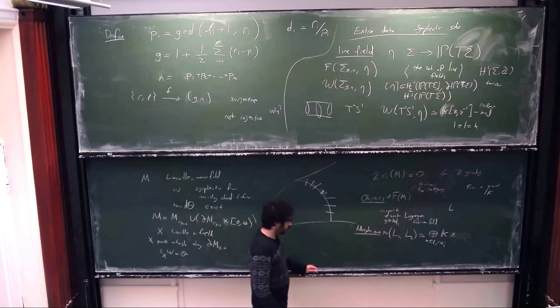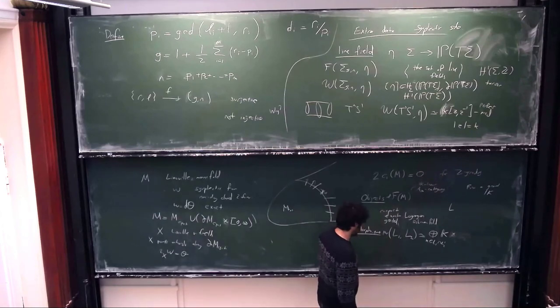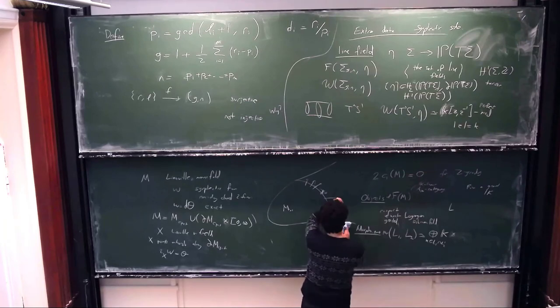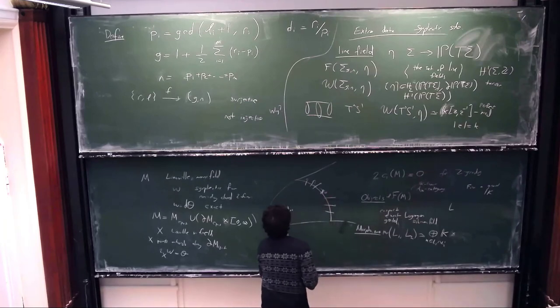So far these are just morphisms, but the interesting thing comes when we try to define operations: the A-infinity structure. Let's put it over there.